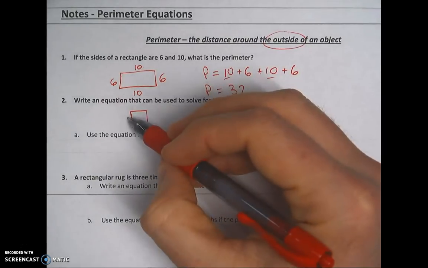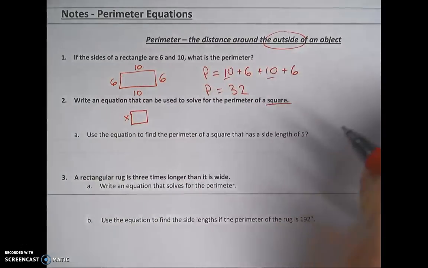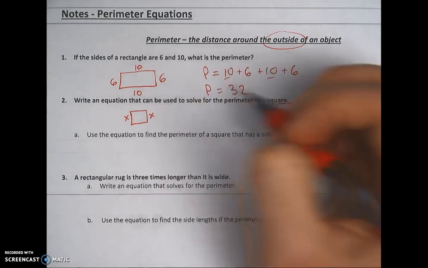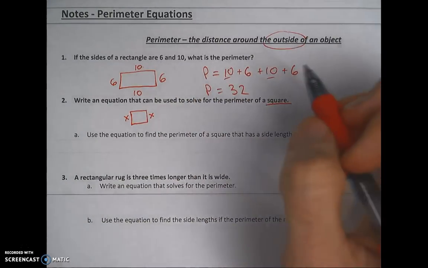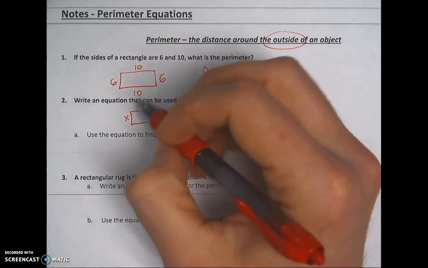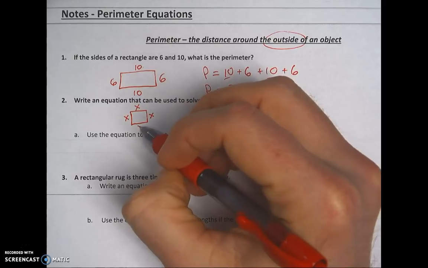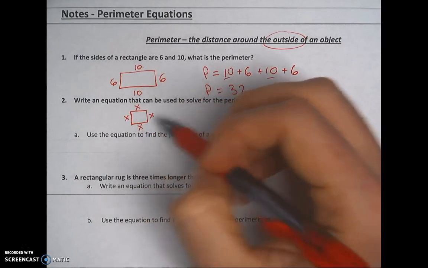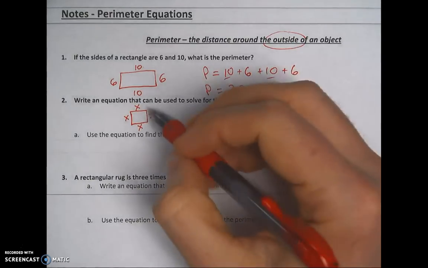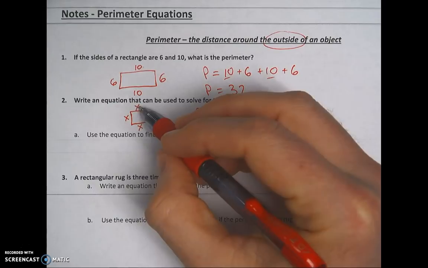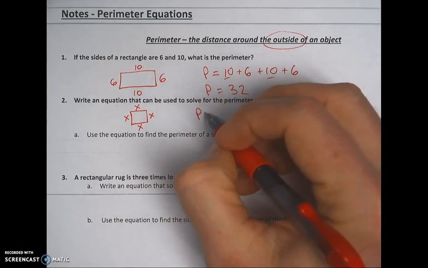So I don't know what this side length is, so I call it x. But if that's x, I know this is also x, the same number. Remember, x just represents a number. And since it's a square, not only are the opposite sides equal, but these sides are also equal. If this was a 10, all the sides are 10 because it's a square. So perimeter is adding them all up. So I'd have to add x plus x plus x plus x.